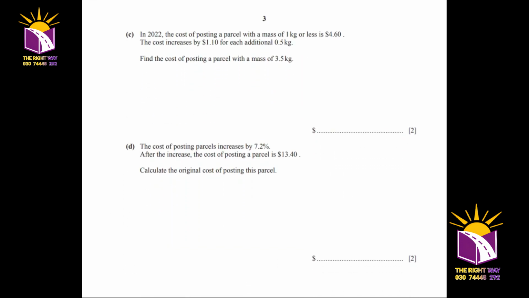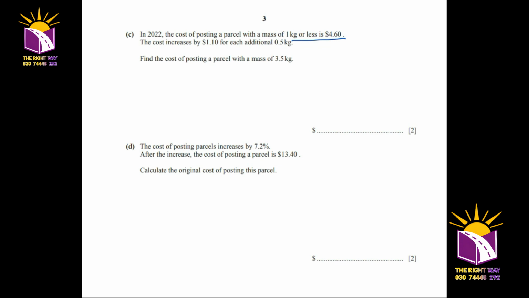Part C. In 2022, the cost of posting a parcel with a mass of 1 kg is $4.60. The cost increased by $1.10 for each additional 0.5 kg. If it is 1 kg, you have to pay only 4.60. For every half kg other than the first kg, you will be charged $1.10. Find the cost of posting a parcel with a mass of 3.5 kg.